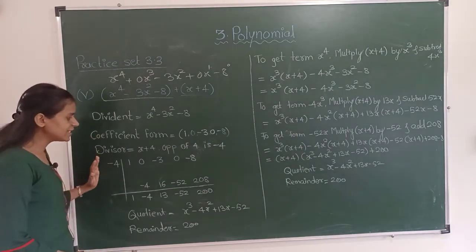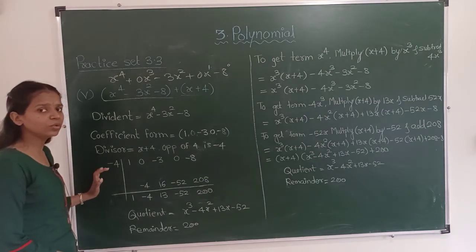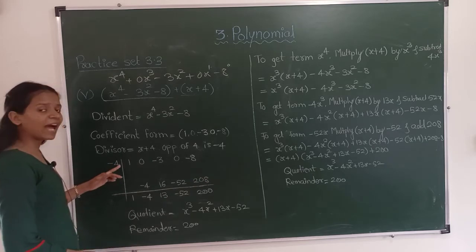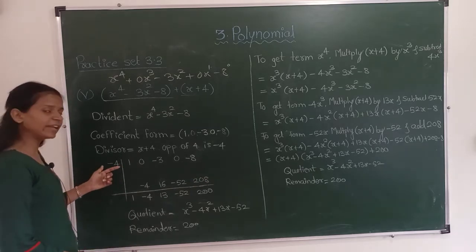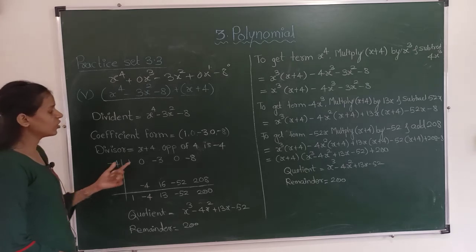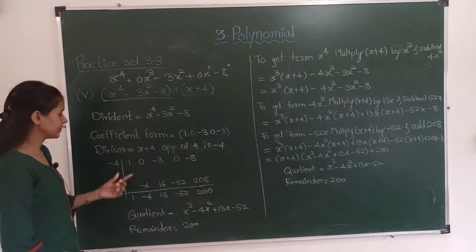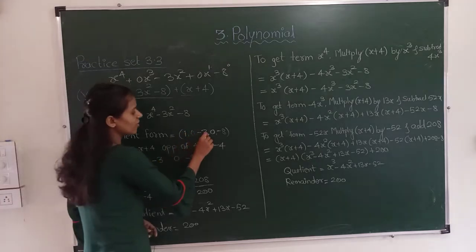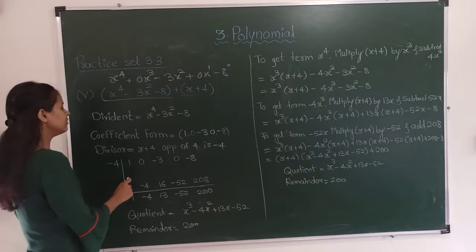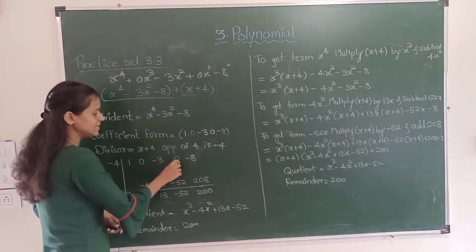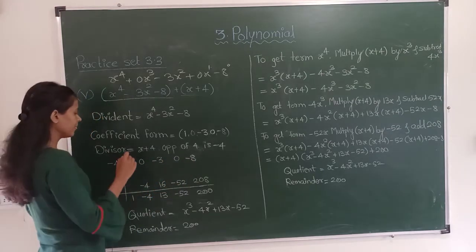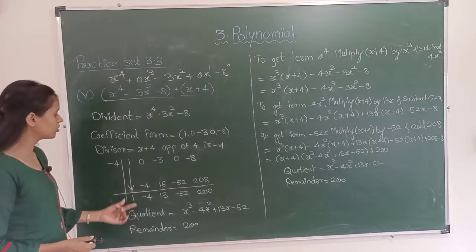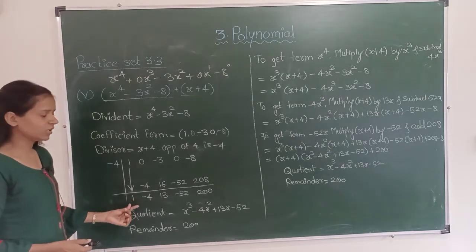See, for solving this example by the synthetic method, we will draw one vertical line and one horizontal line. Then above, beside the vertical line, we will write minus 4, which is the opposite of 4 of the divisor. Then in the first row we will write the coefficient form: 1, 0, minus 3, 0 and minus 8. Okay. Now next, the first coefficient we copy as it is in the third row. So 1 is copied as it is in the third row.